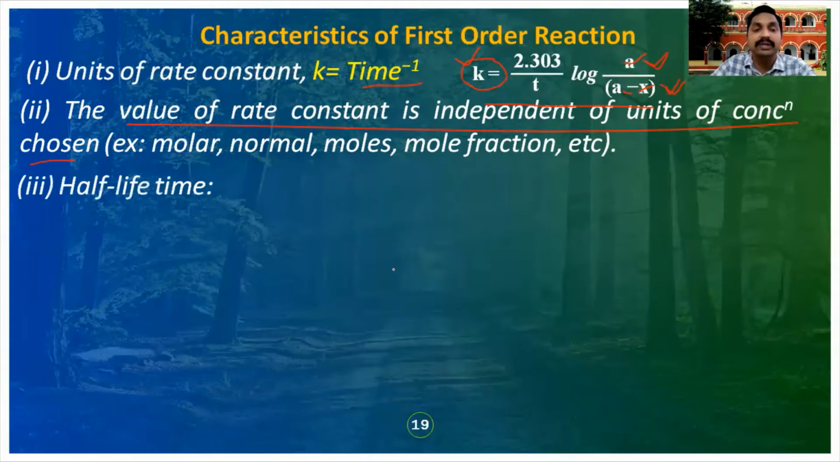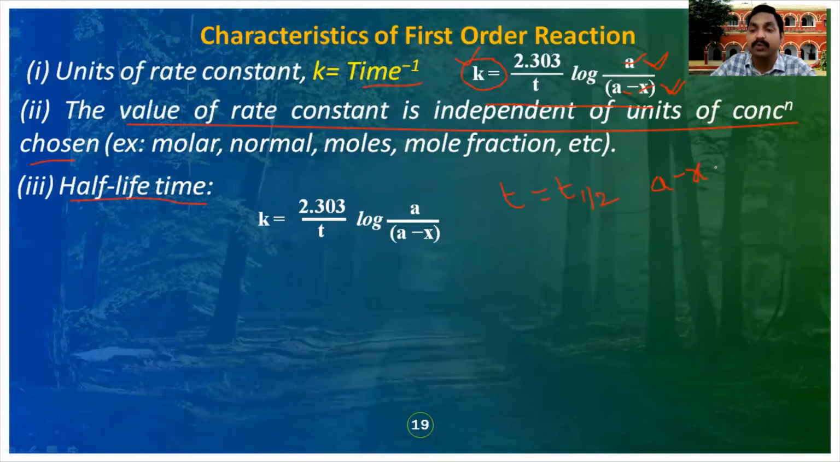For this we will take again the rate constant expression K. So we have K is equal to 2.303 by t log a by a minus x. Now for half-life, what is the condition? t should be equal to t half. मतलब जो reaction time जो है t half होगा. So we have already seen what will happen at the reaction time t equal to t half. a minus x will be equal to a by 2.